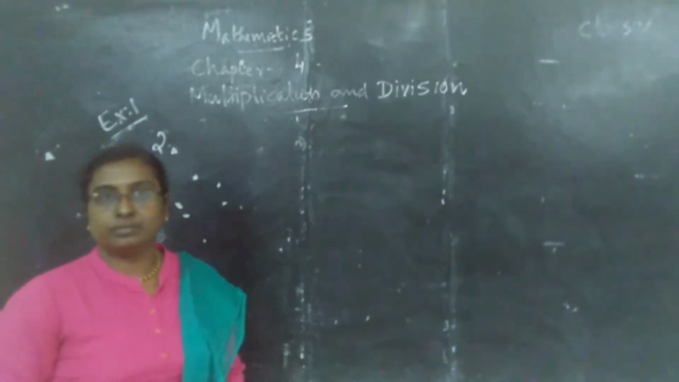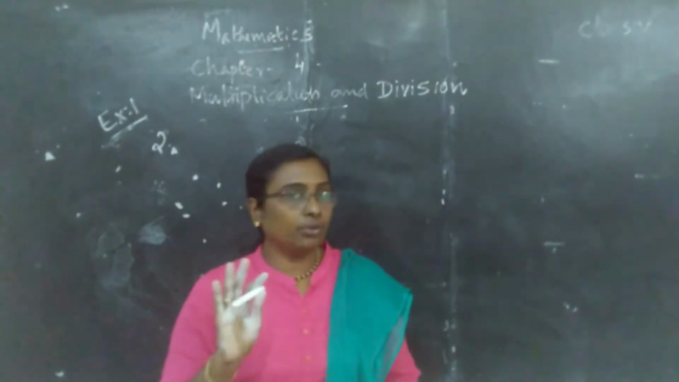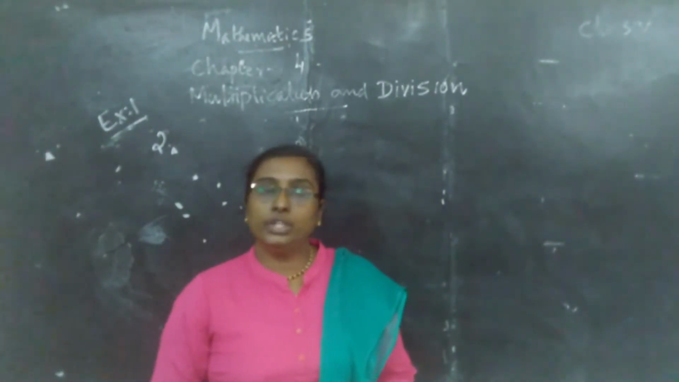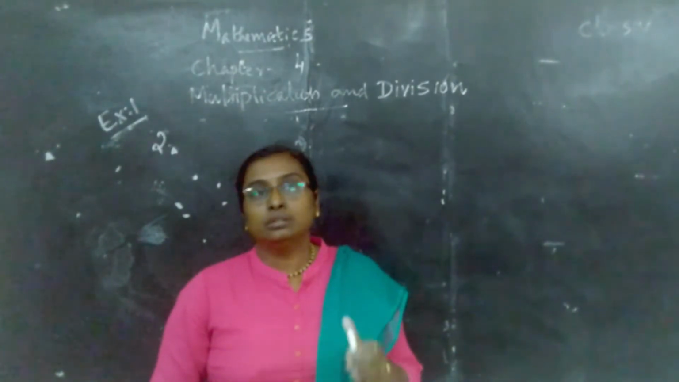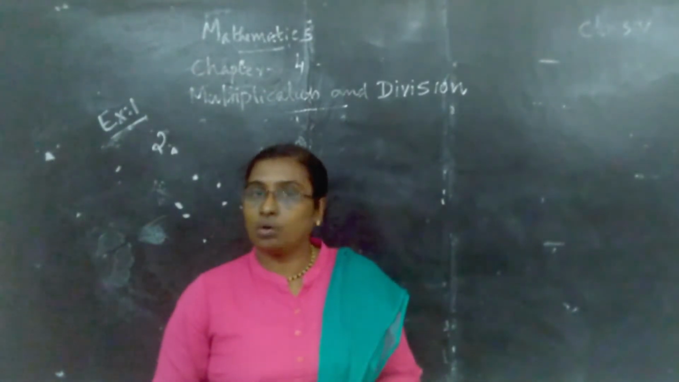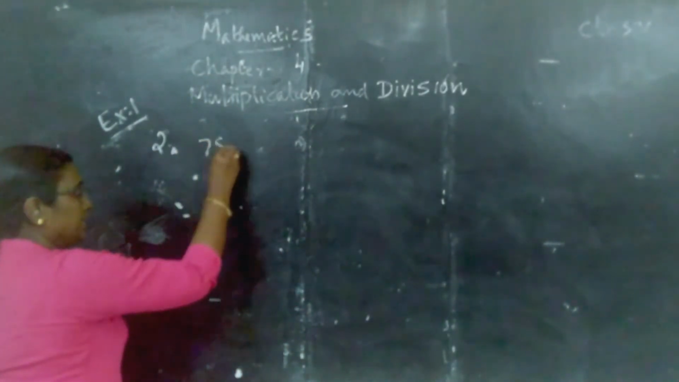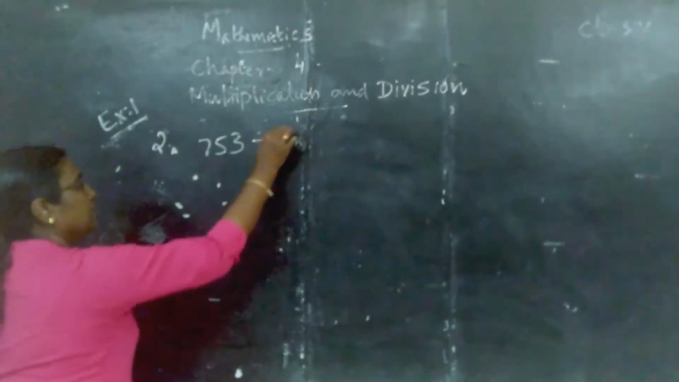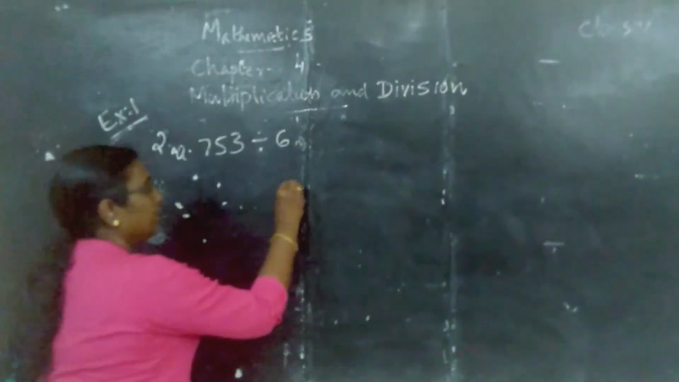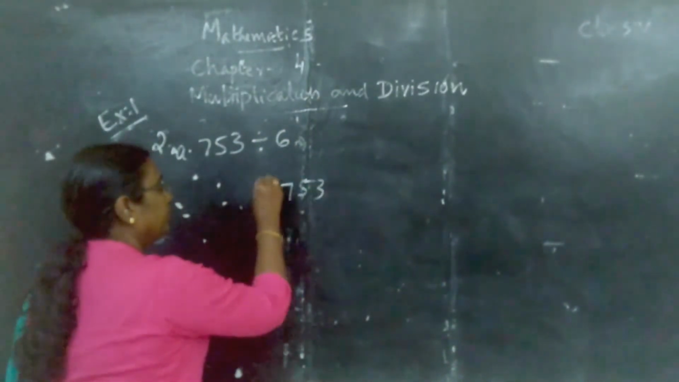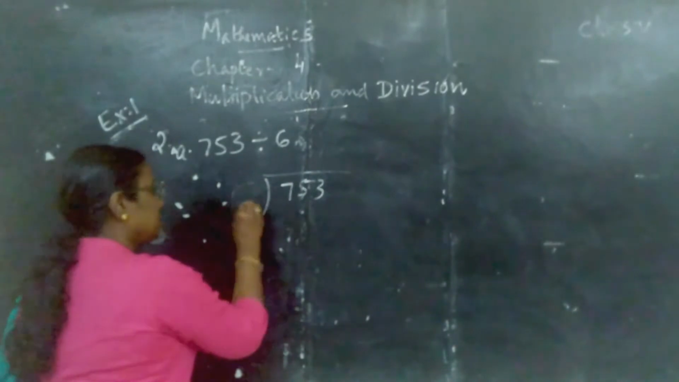This is division. In this question also there are 4 questions. I will do 2 of them. The other 2 you should do as homework. Okay. The first question is 753 divided by 6.